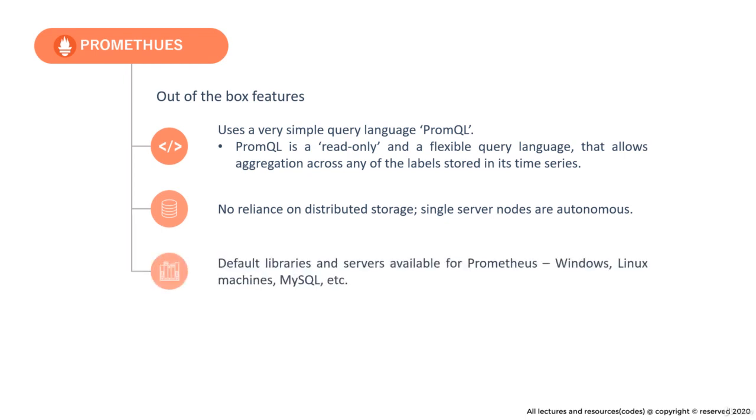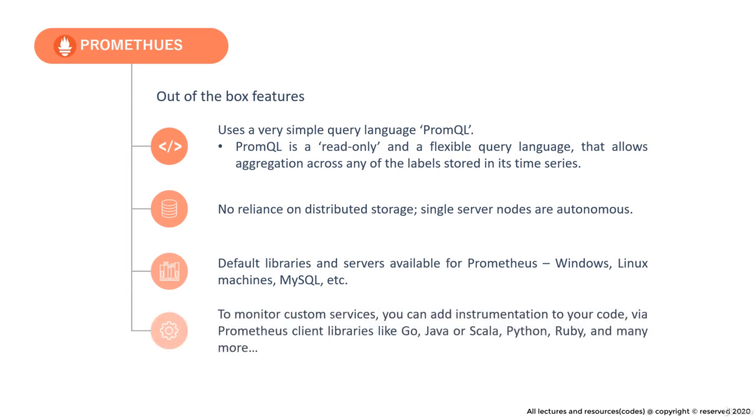Guys, though there are a number of libraries and servers available that help in exporting existing metrics from systems such as Windows machine, Linux machine, apart from these integrations, to monitor your own custom services, you can also add instrumentation to your code via Prometheus client libraries, where you can choose from many client libraries and integrations available out there, with popular client libraries including Go, Java, Scala, Python, Ruby, and many more. Again, this client library section is explained in detail for a few of the languages next in this course.